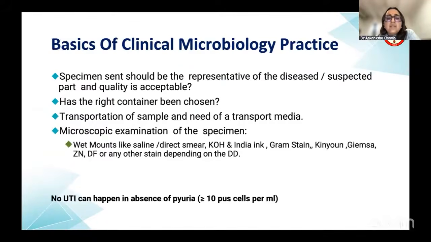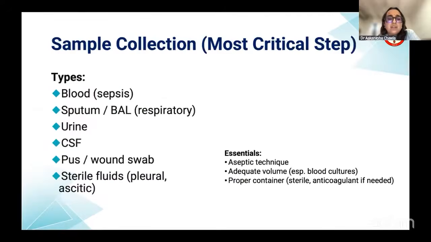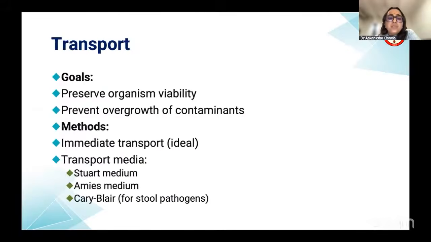It is basically that, when you're collecting a specimen, it should be representative of the disease or the suspected part. So, whatever your underlying etiology is or whatever infection you're suspecting, that should be the sample that you send. Whether it is blood, sputum, bronchoalveolar lavage, urine, cerebrospinal fluid, pus or wound swab, as well as sterile fluids like the pleural or the ascitic fluid. So depending upon the site of infection, you send the appropriate sample.